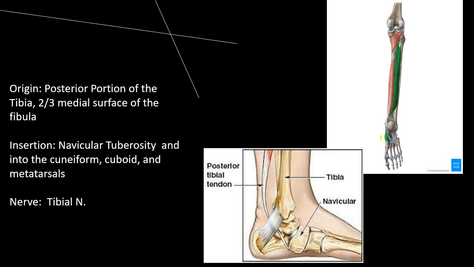Our insertion is going to be the navicular tuberosity, which we have right here, and into the cuneiform, cuboid, and metatarsals. So you'll see it going right there, but it's going to actually go through those. Main insertion is going to be right there, but then that's how we are allowed for our toes to be inverted by it as well. So our main nerve for this is the tibial nerve. This is what is innervating this muscle. This is the main one that it uses.